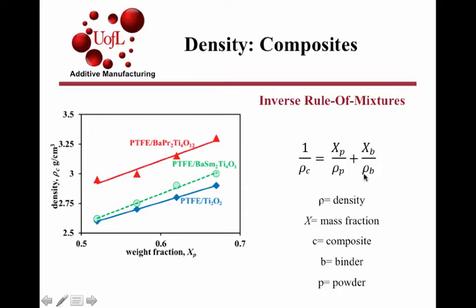Again, in this case, P refers to powder, B refers to binder, which is a polymeric phase. The density of the composite increases with the weight fraction. If you used volume fraction as a weighting parameter, then you can use the direct rule of mixtures as opposed to the inverse rule of mixtures.